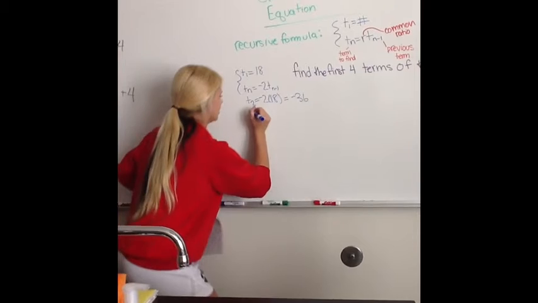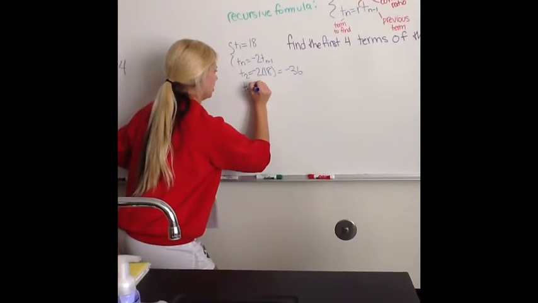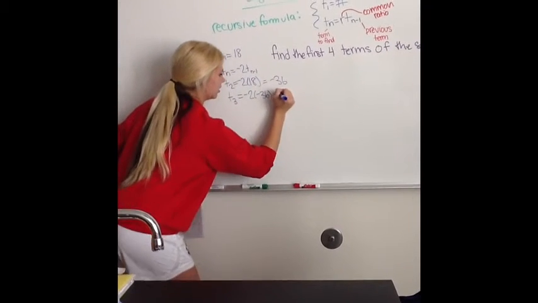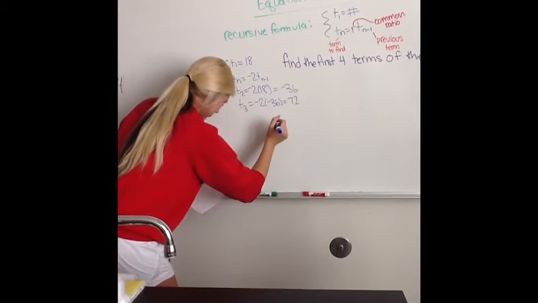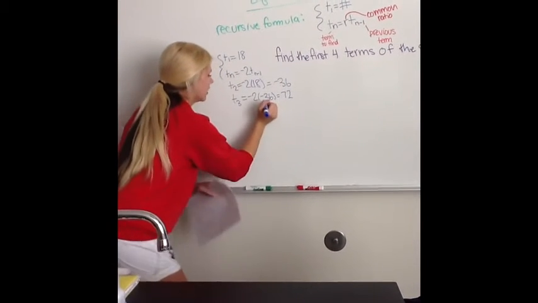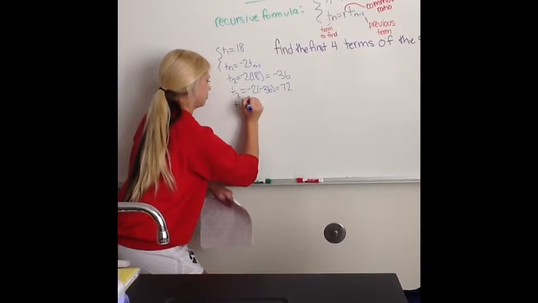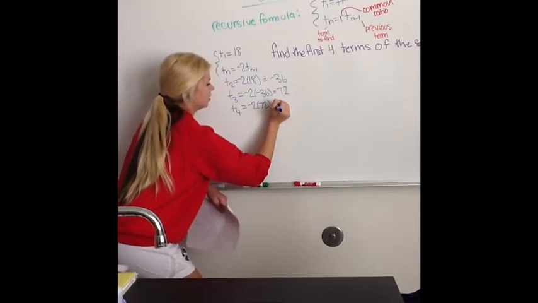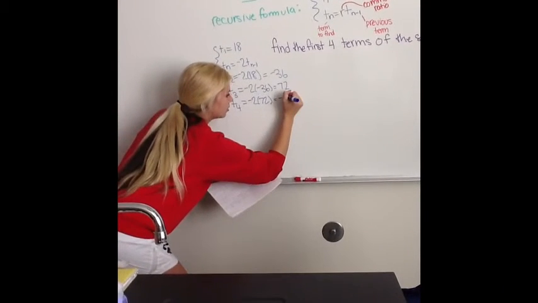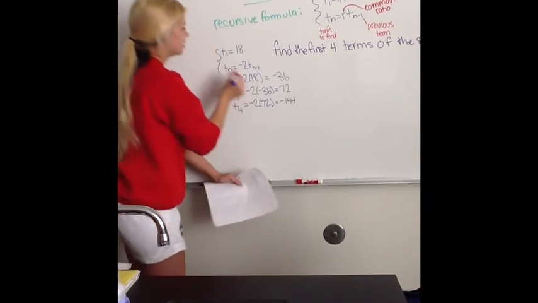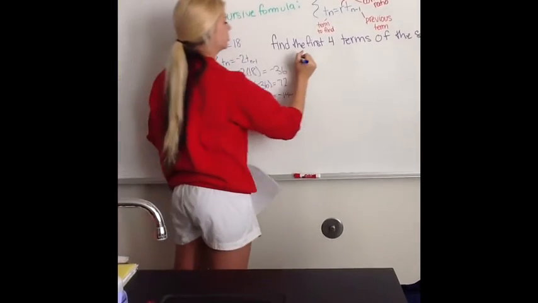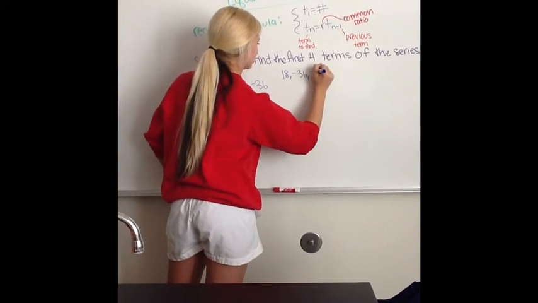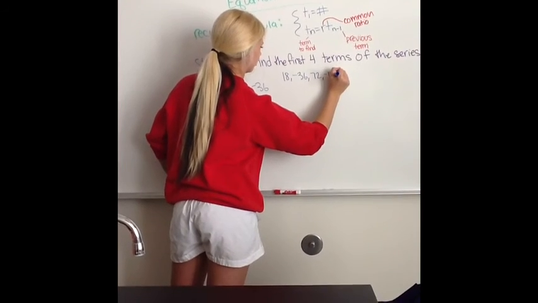And then you take -36 to find t sub 3, and you do -2 times -36, which would equal 72. And then you would bring 72 to find term 4, which would equal -2 times 72, which equals -144. So the sequence for the first four terms would be 18, -36, 72, -144.